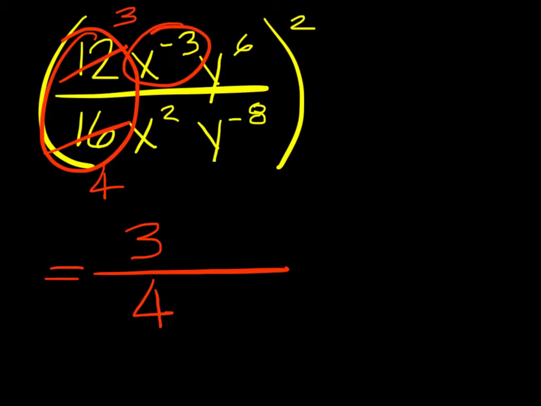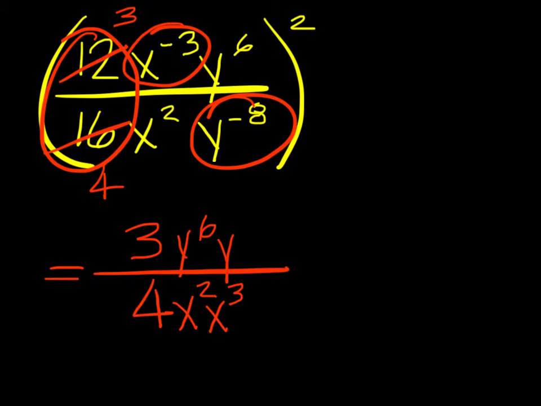This x to the negative third must go to the bottom and become x to the positive third. You have a y to the sixth on top. This must go up with it and become y to the eighth. Don't forget, you still have to square everything.